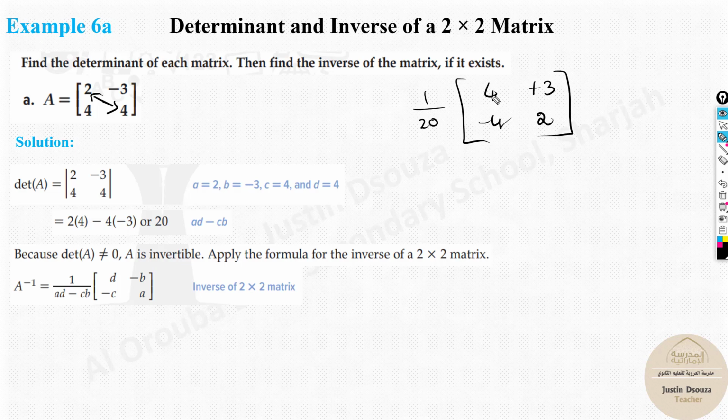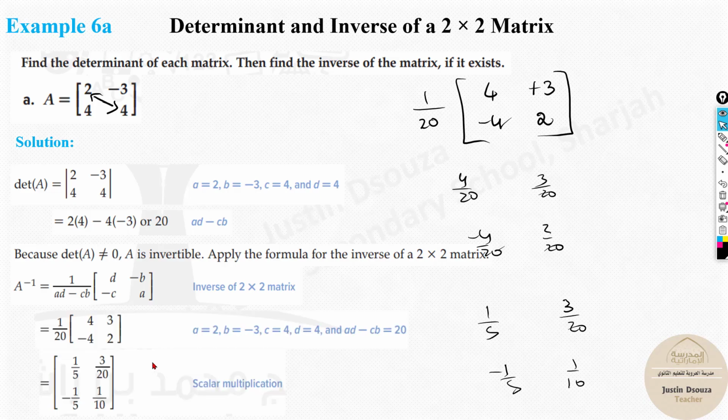Next, it's not over. Multiply this 1 by 20 inside. It will be 4 by 20, 3 by 20, minus 4 by 20, and lastly 2 by 20. So it's 1 by 5, that is 0.2, 3 by 20 only, let's write. It's negative 1 by 5 and 1 by 10. These are the answers for the inverse. So that's the answers, okay?